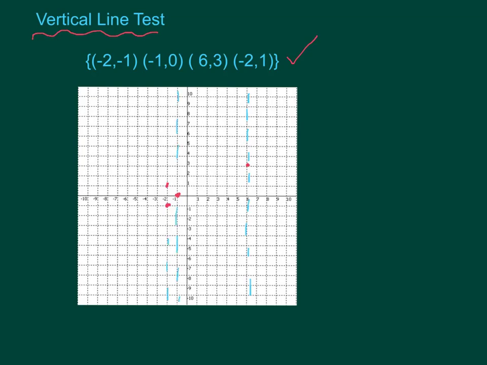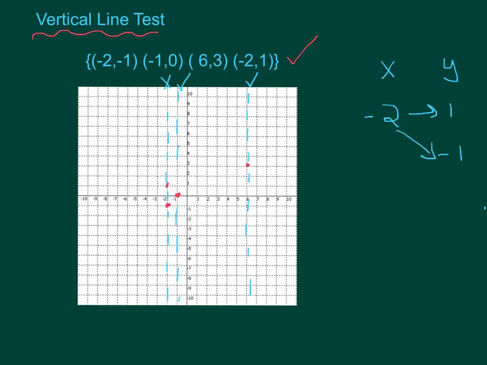And what you're looking for is if this blue vertical line ever crosses more than one point. So this vertical line is good, it only crosses one point. This vertical line is good because it only crosses one point. However, this vertical line crosses 2 points. So what that means is that the input of -2 matches up with two different y values. So it would be like x is -2 and y matches up with 1 and -1.